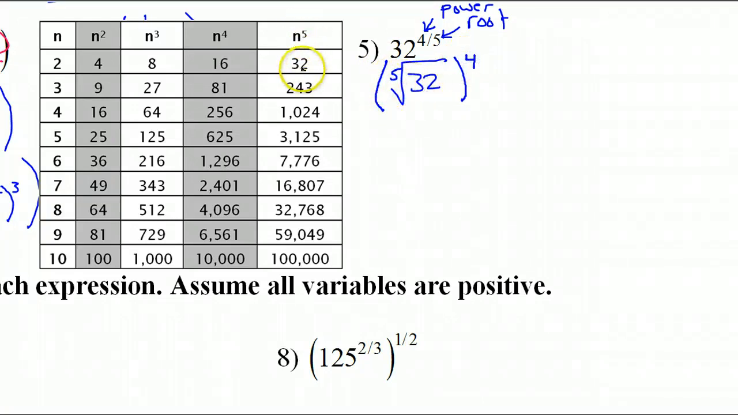So 5th root of 32 is 2. So on the inside we will have 2, and then we have 2 to the 4th power. Now 2 to the 4th power is 16. So the final answer here will be 16.